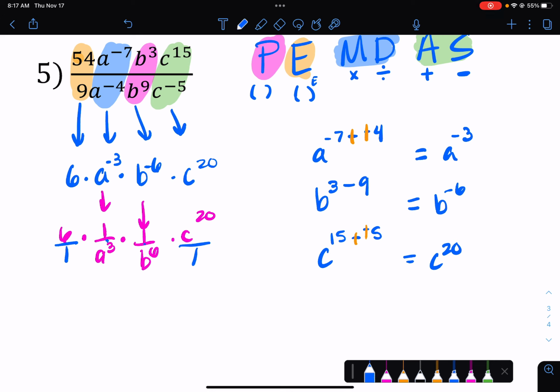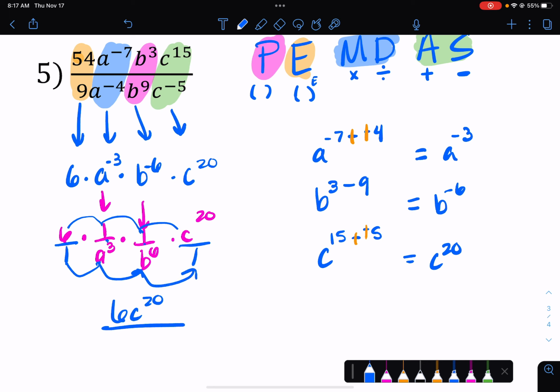All right, here we go. 6 times 1 times 1 times c to the 20, that's just going to be 6c to the 20. We got 1 times a to the 3rd times b to the 6th times 1. You just pushed everything back together. That is your final answer. Done.